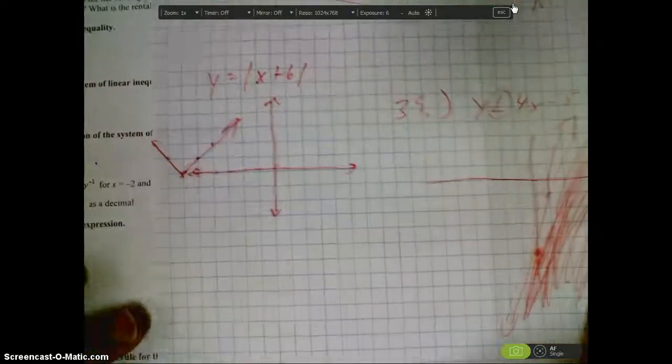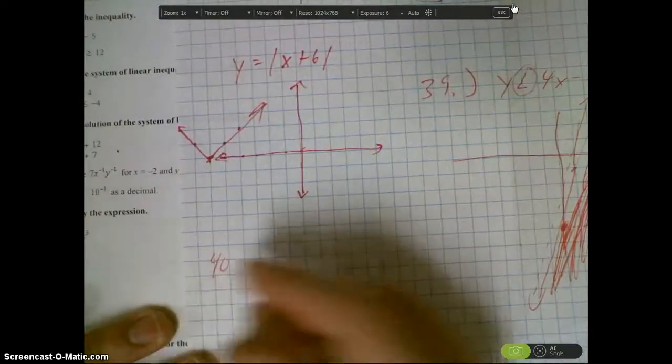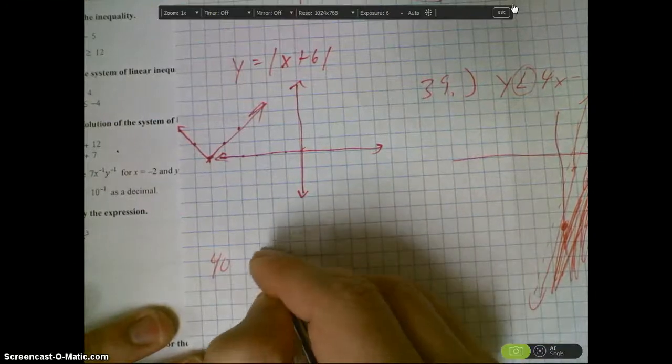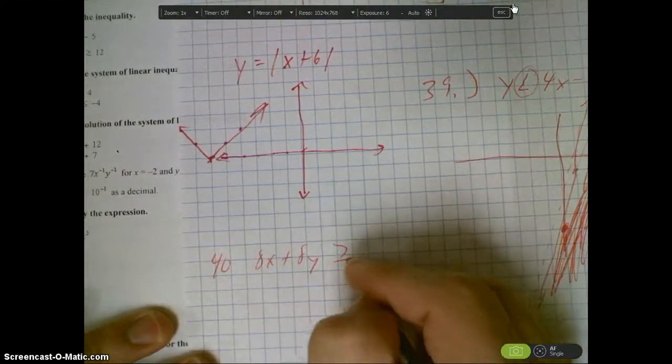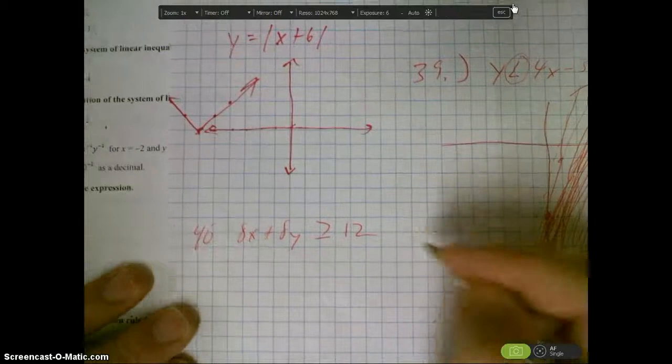All right, 40, same kind of thing. The problem is 8x plus 8y is greater than or equal to 12. I'm going to graph this.